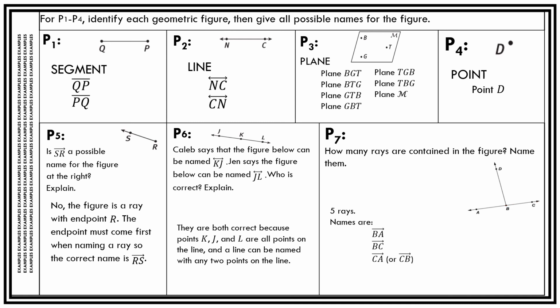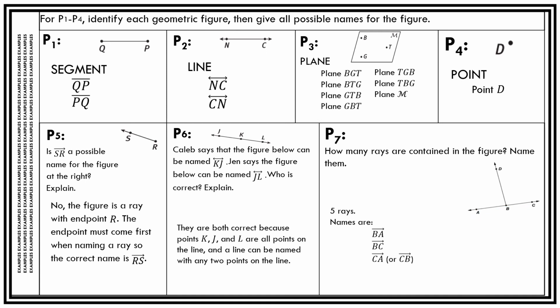Next, CA. So we have endpoint C now, and going towards A. And A is a point on that ray, another point. We could also have named this CB, because look at that, B also is on that ray. Remember, the only thing that matters really is the endpoint, okay? You can pick any other point on there. So those are the 2 names.